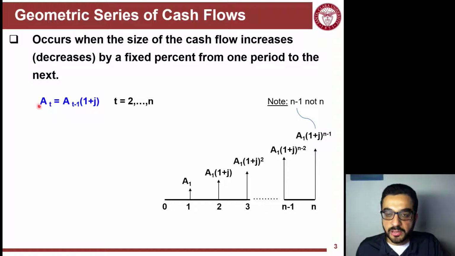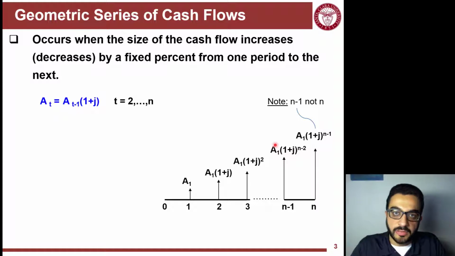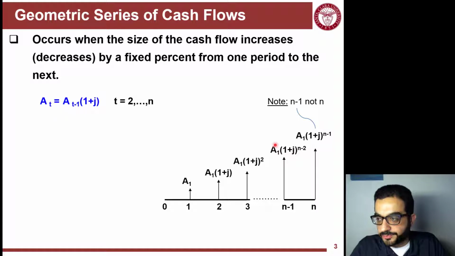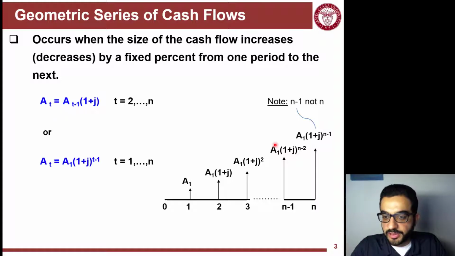So A at time t, a value of cash flow at time t, is equal to the cash flow in the year before it times 1 plus j. So j is the percent of increase in that cash flow. It's not increased because of the time value of money. It's because instead of me depositing $100 in the previous year, in this year I will increase it by 10%. It will be $110. So that's the key here.